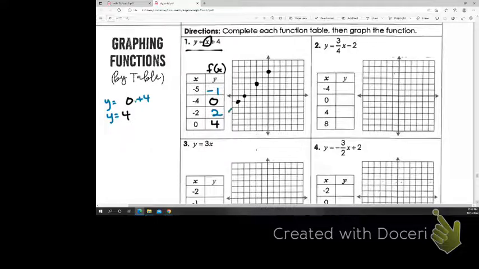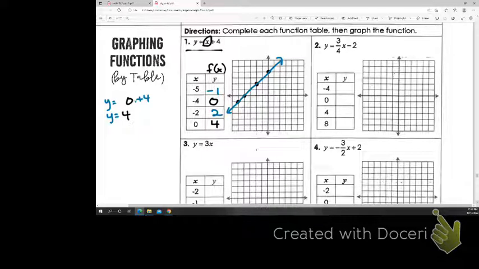And then we can connect our dots and know that this actually would continue. We only have the values for these specific members of the domain, but any point that this line is going through would also, that ordered pair would make the equation true.